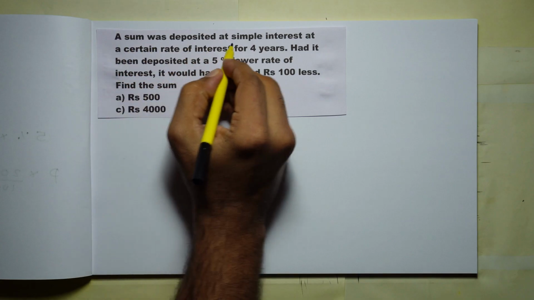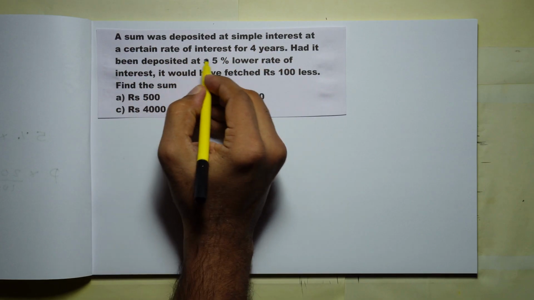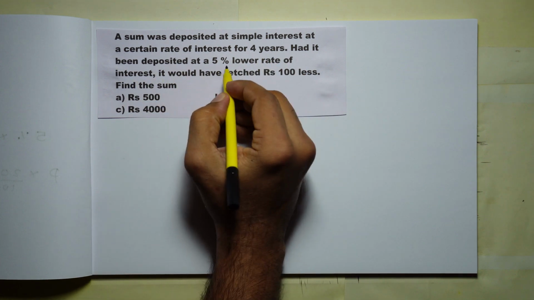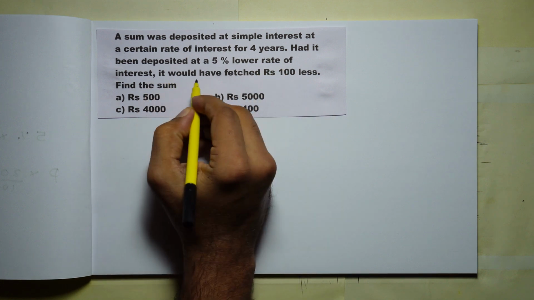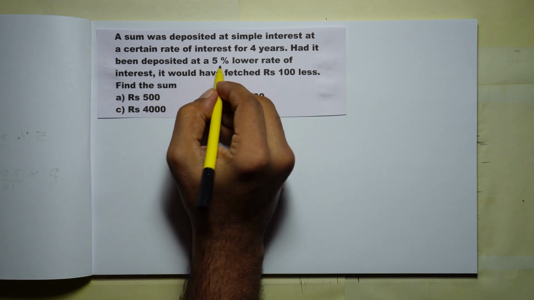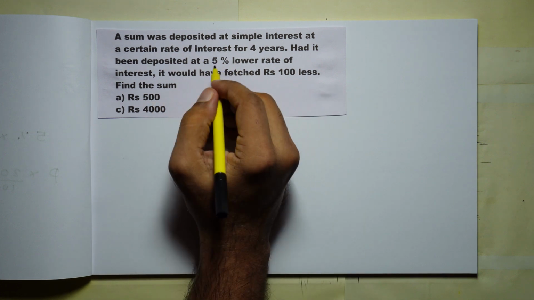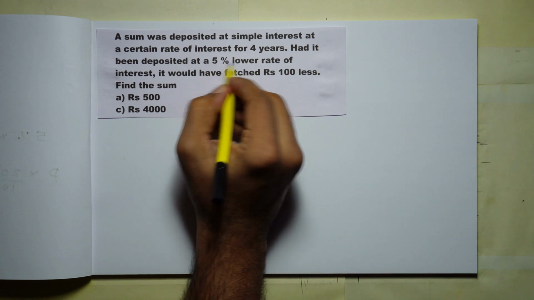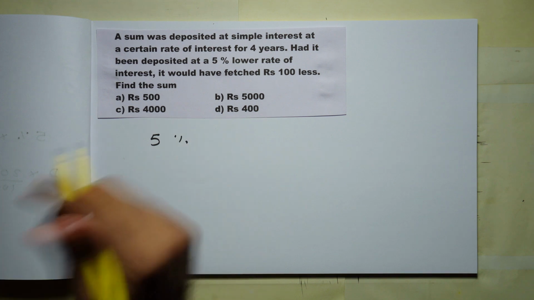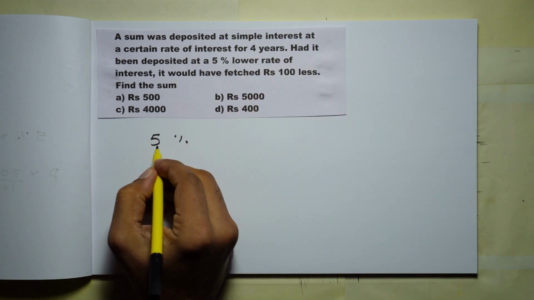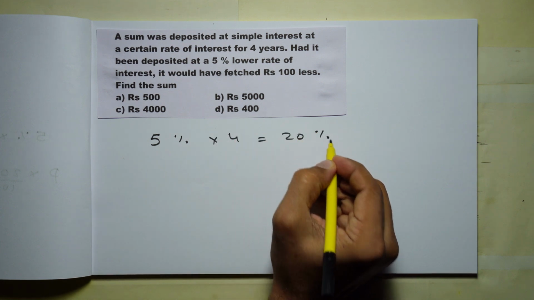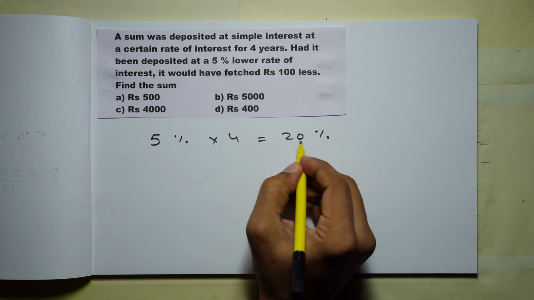A sum was deposited at simple interest at a certain rate of interest for 4 years. Had it been deposited at 5% lower rate of interest, it would have fetched rupees 100 less. So if the rate of interest is 5% lesser, every year you will get 5% of the principal less. And like that for 4 years, every year you will get 5% of the principal less, so altogether 20% of the principal less. This is what you will get less.